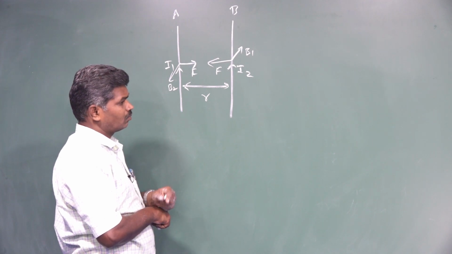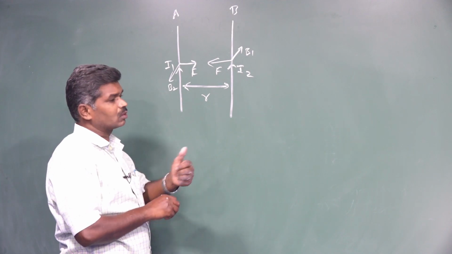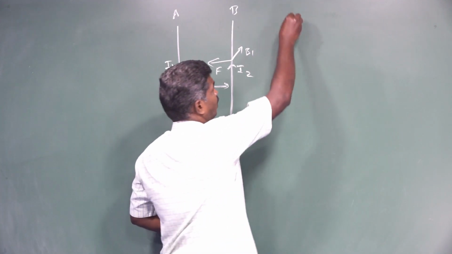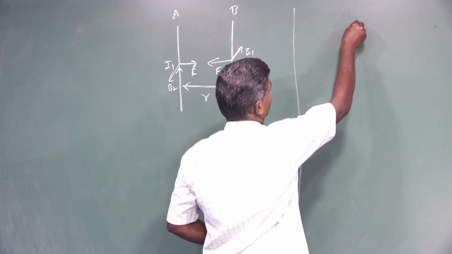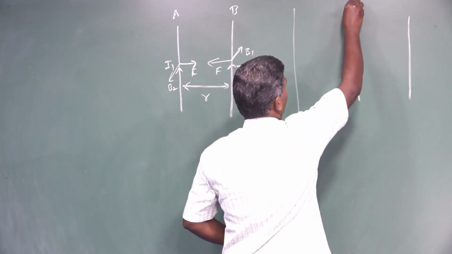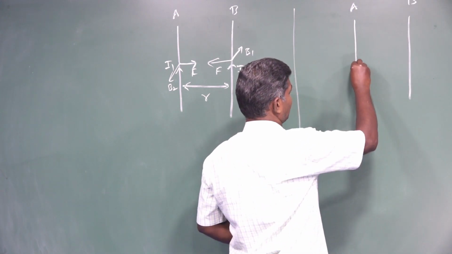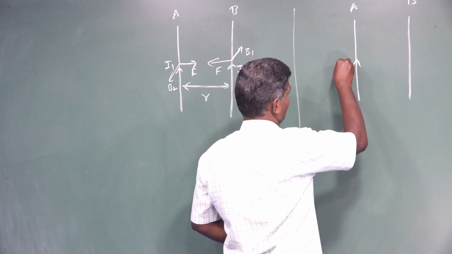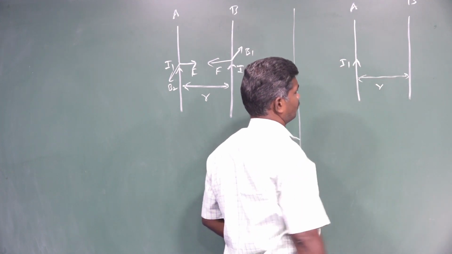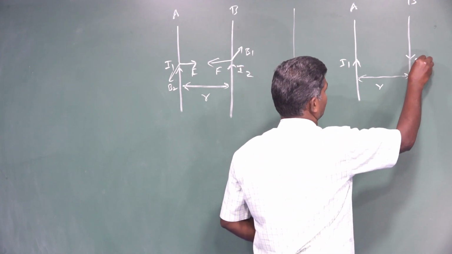Then we have another special case. Suppose we change the current in one of the conductors. For that we are going to take a diagram. The two conductors are named A and B. In the first conductor, the current flow is this, I1, and their distance is R. Through the second conductor, the current flows in the downward direction, that is I2.